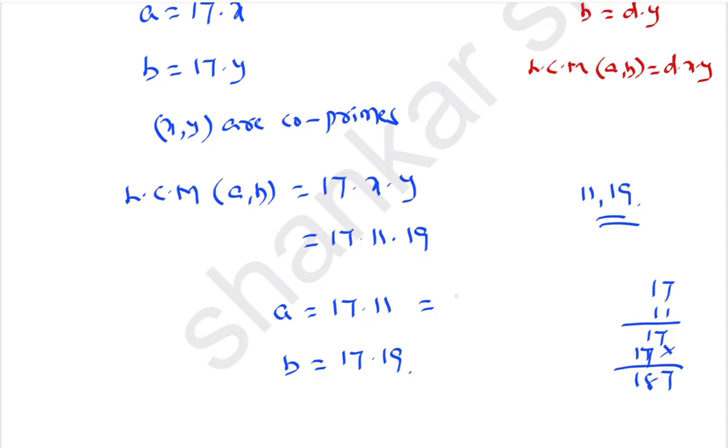So 187. Out of the given two numbers, 187 is the least number.